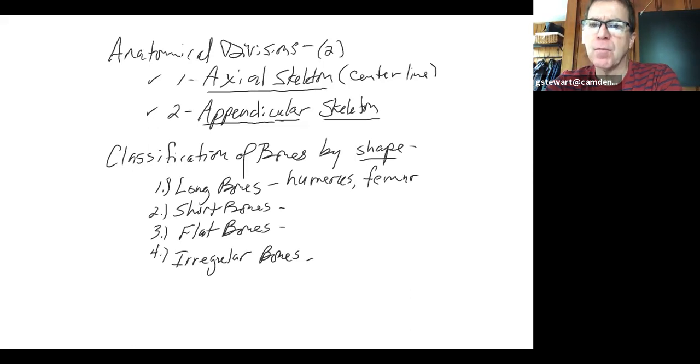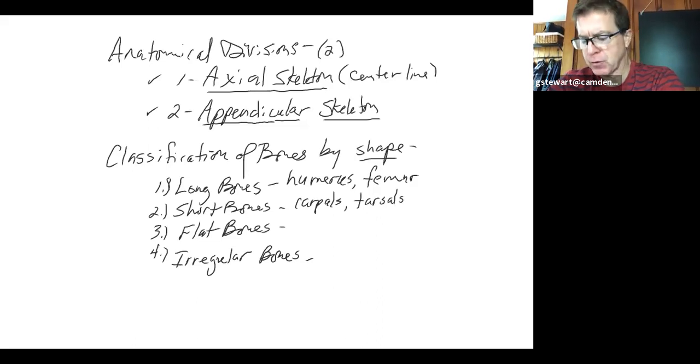Also mostly the bones in the hands and the fingers are also considered long bones because they're longer than they are wide. Short bones are specifically things like bones of the wrist, which are called carpals. Bones of the ankles are called tarsals.